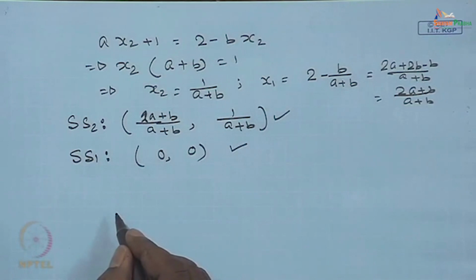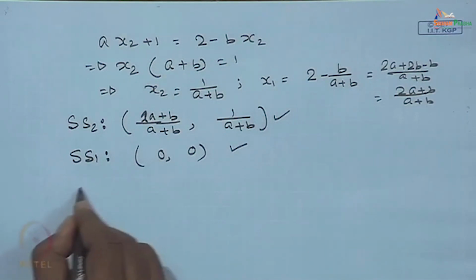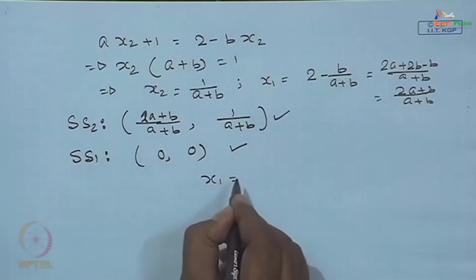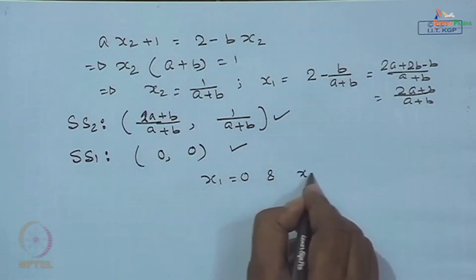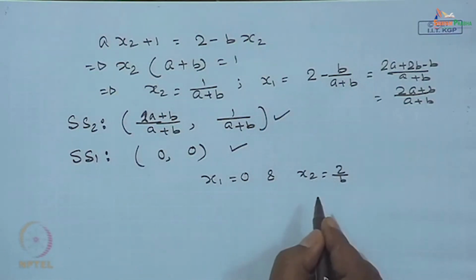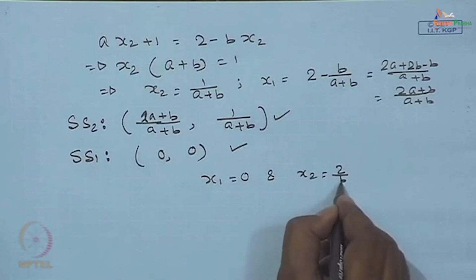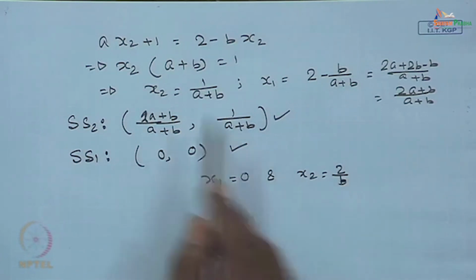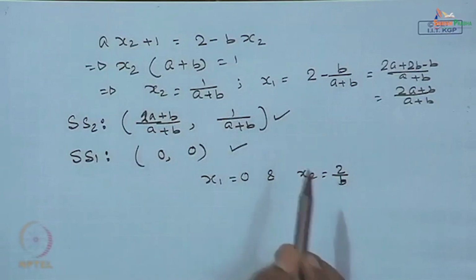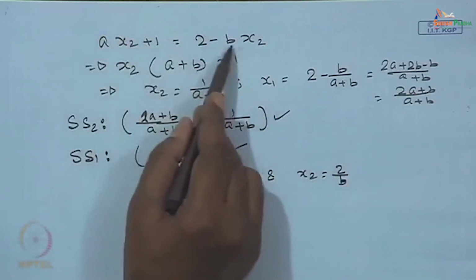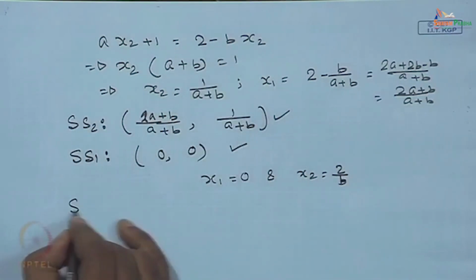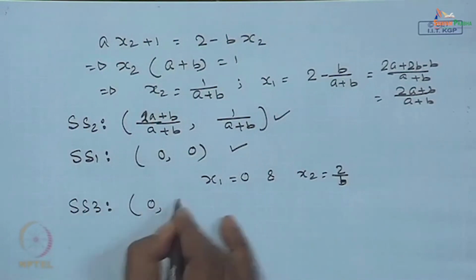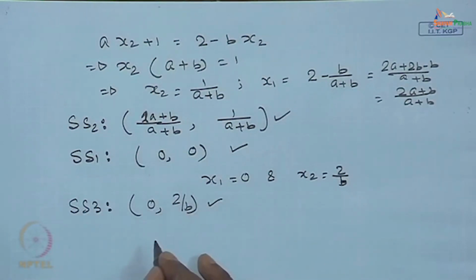Then if you check, x1 equal to 0 and x2 equal to 2 by b is another steady state, because if you look into this equation, x1 is equal to 2 minus b x2. So, putting x1 equal to 0, you will get another solution, 2 by b. So, steady state number 3 will be 0 and 2 by b. This will be the third steady state.